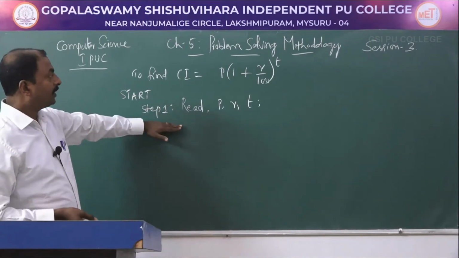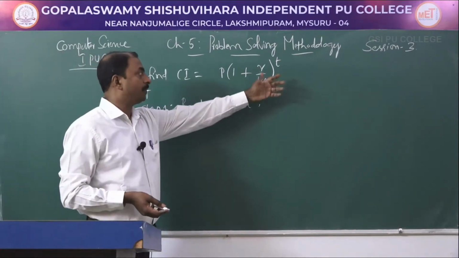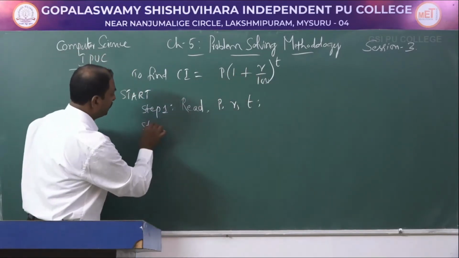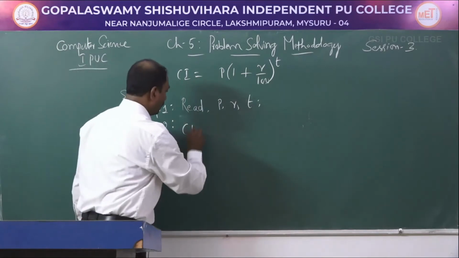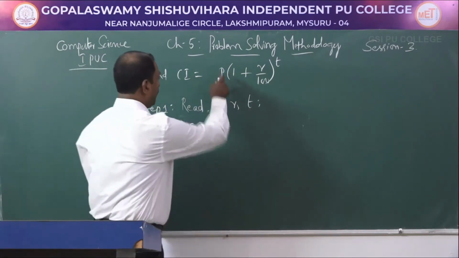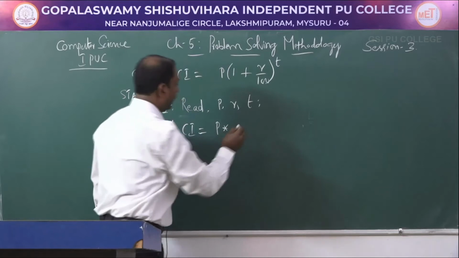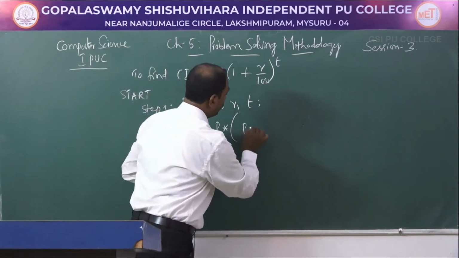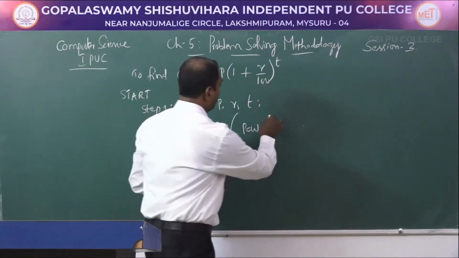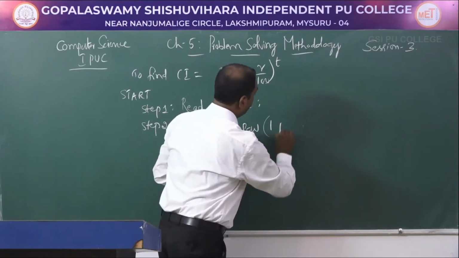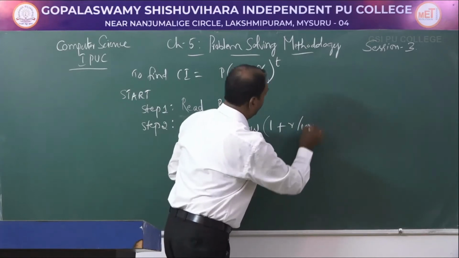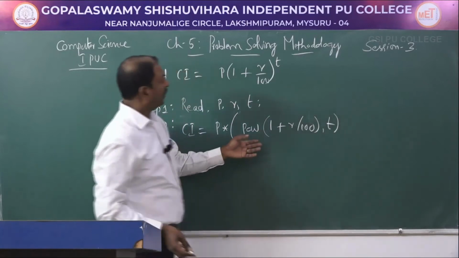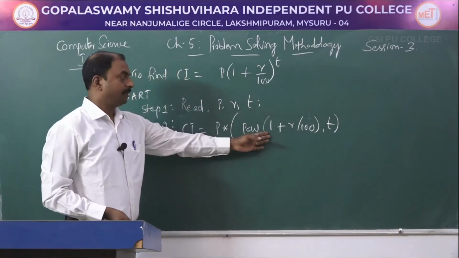Second step is nothing but once we have given the input to the particular formula, we have to apply the formula. Second step is applying formula, that is compound interest equals P multiplied by the whole thing. Here I am writing this, and we have one function called power function, to simplify this: 1 plus R divided by 100 comma T. So this is how we write this formula in the algorithm.